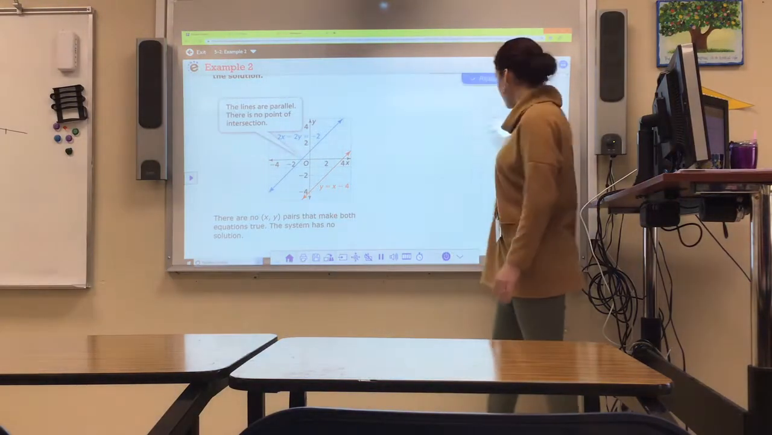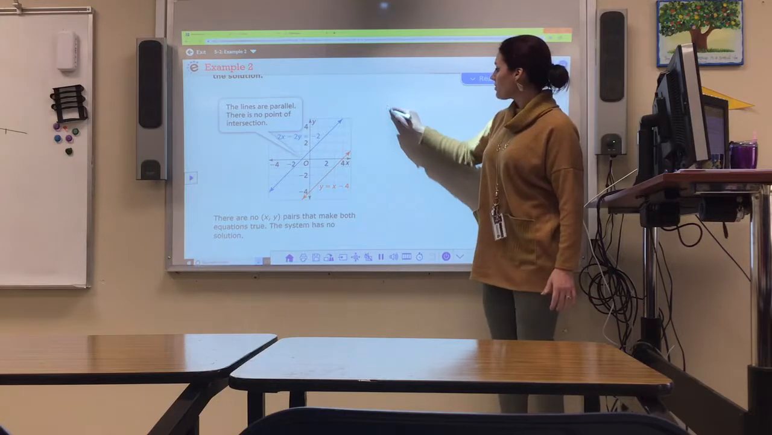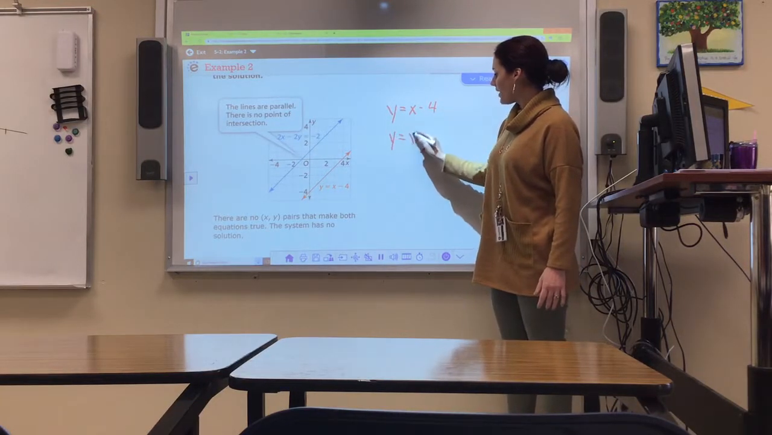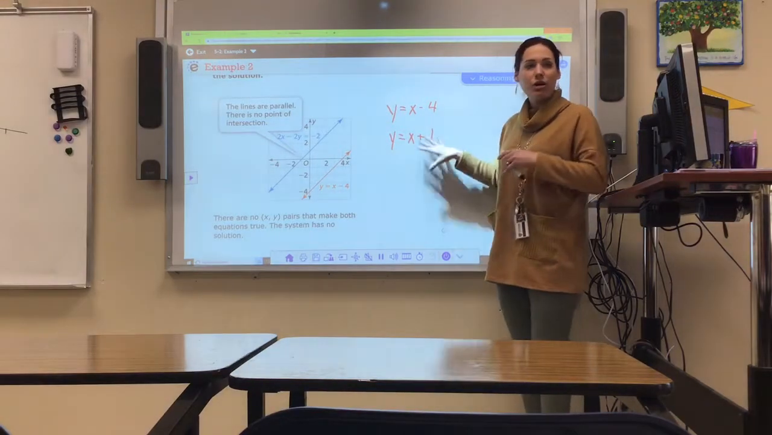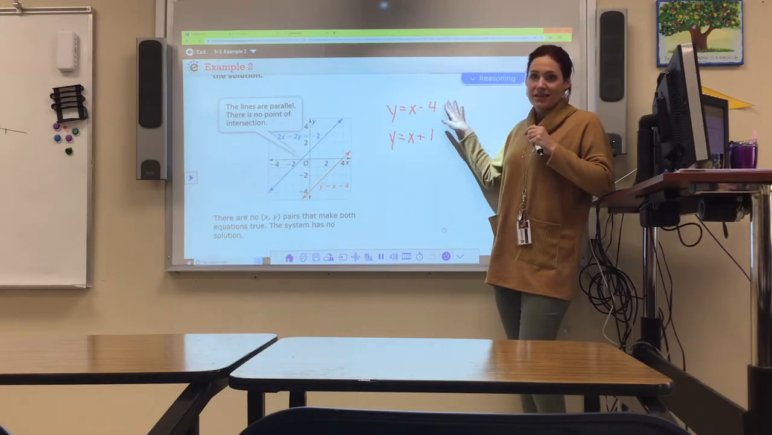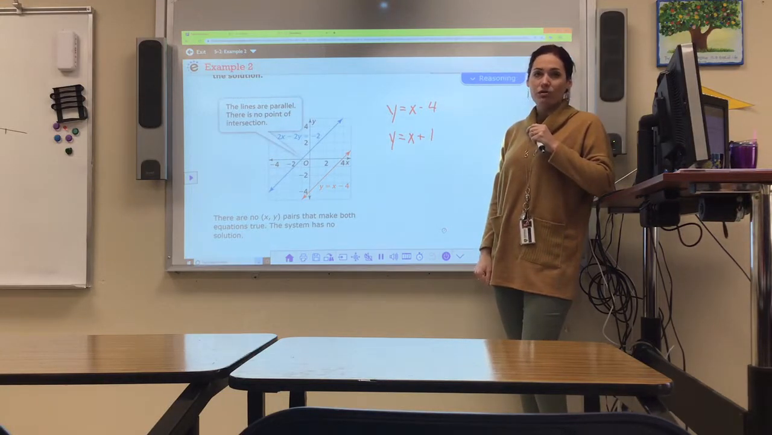Given, when we solved the equations, what was the first one? Y equals x minus 4? Yes. And then when we solved it, we got x plus 1? Yes. How do you know from this that it's going to be no solution? This is what we're working on Tuesday. How can you look at just this and decide you've got a no solution system?